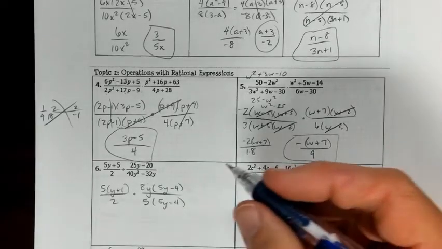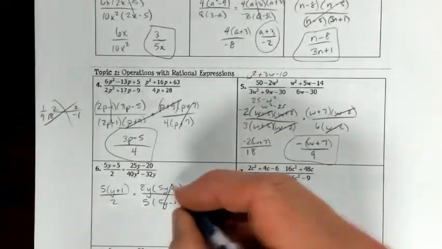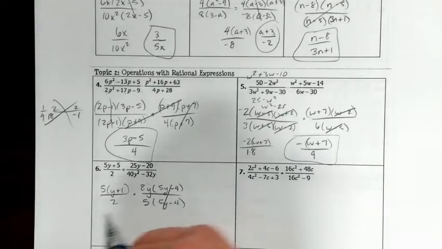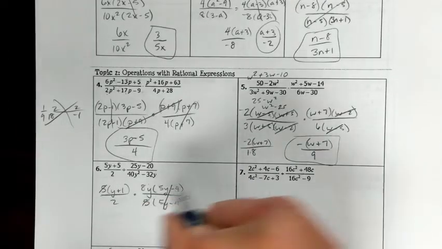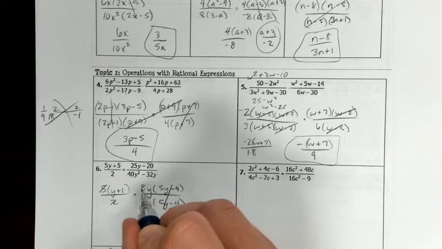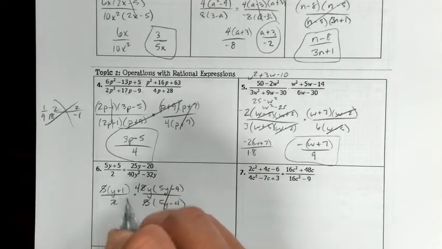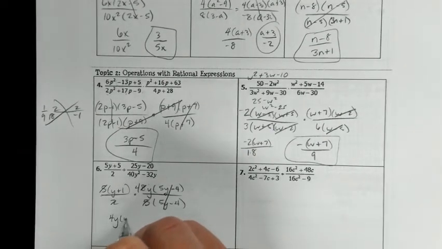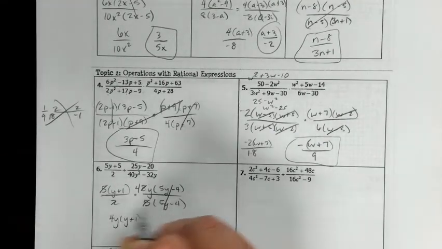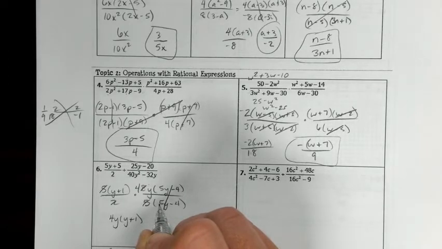Oh my goodness. Let's cancel out what we can, right? So those are gone. I can also cancel out the 5s. I can also cancel out the 2 and this. That's going to become 4. So I've got 4y times y plus 1 over nothing.